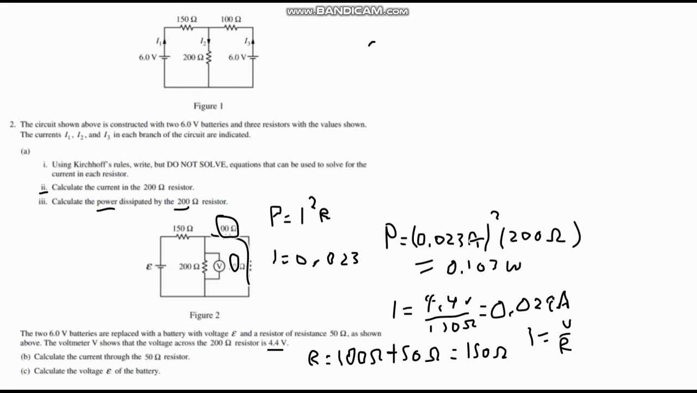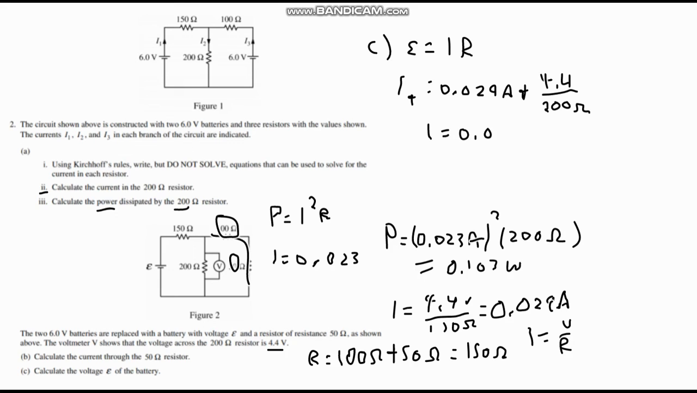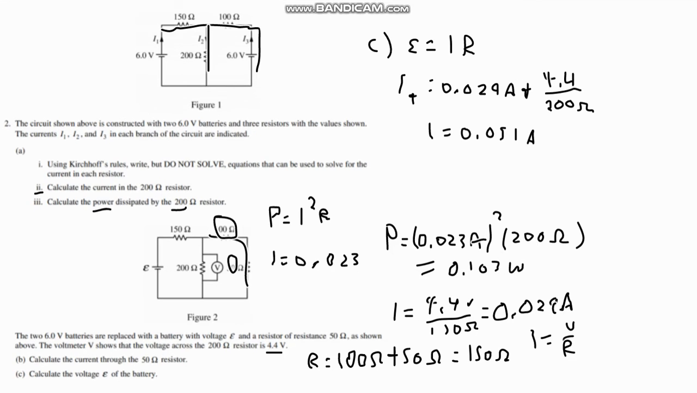Now it says calculate the voltage of the battery. So to find voltage, we need the total current and the total resistance, and that's Ohm's law. So we know that the total current would just be 0.029 amps plus whatever the current is on the left side, and that would just be 4.4 volts over 200 ohms. So we get the total current to be 0.051 amps.